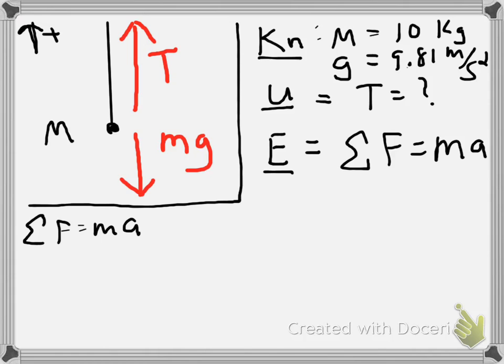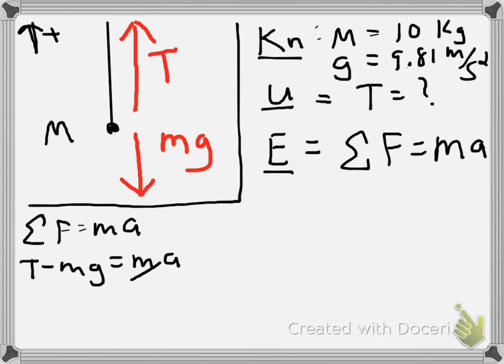So when I unpack the sum of the forces, what I come up with is positive T and a negative mg. T minus mg equals mass times the acceleration. Now here is where being really familiar with what the problem is asking is going to make some of these problems a lot easier. Because what's the acceleration in this problem? Hopefully you see that it's 0. If the mass is hanging, it's not moving, then the acceleration has to be 0.